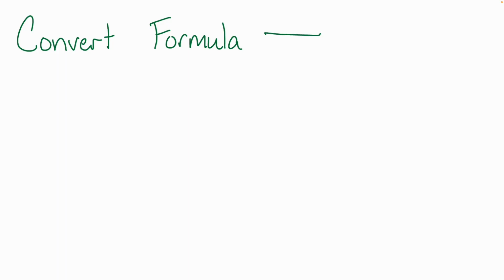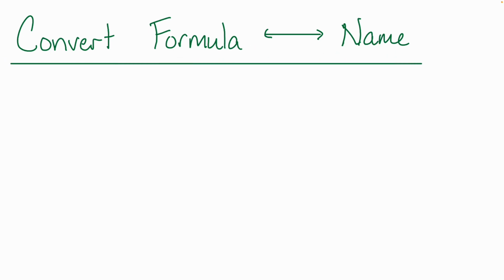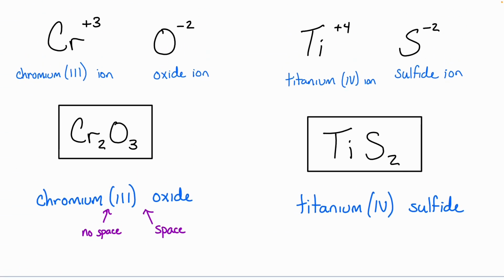So last skill that we need here. This is a much more practical application. We want to be able to convert from the formula to the name or vice versa. And you already gave me both of those pieces of information above, so it seems like it should be relatively straightforward, all right?